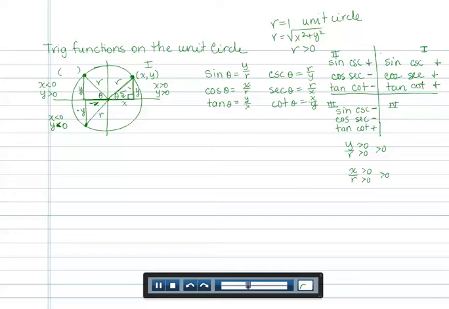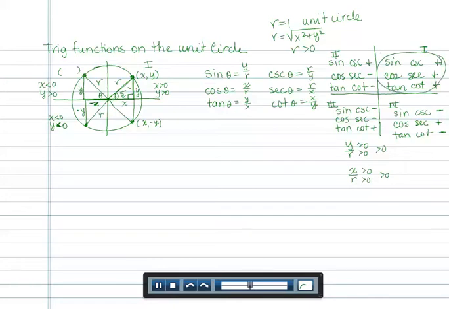In the fourth quadrant, we can go through the same study. In this case, the x is positive and the y is negative. We found that the sine and the cosecant were negative. The cosine and the secant were positive, and the tangent and the cotangent were negative.